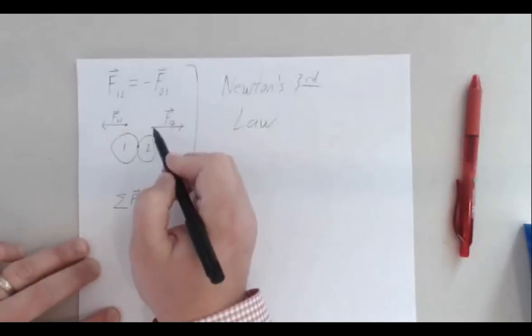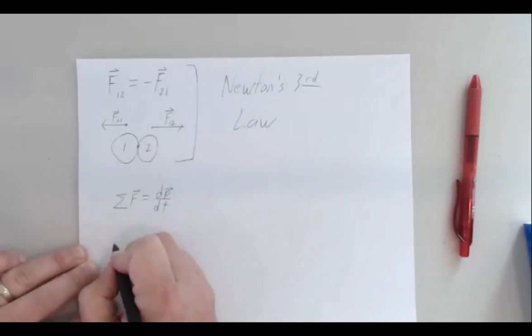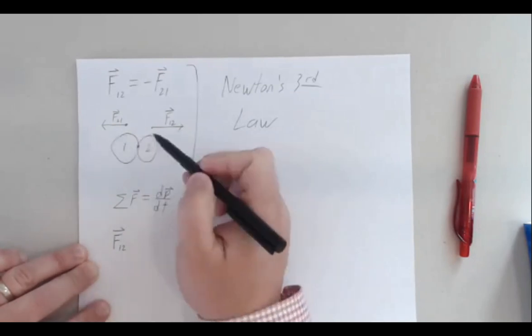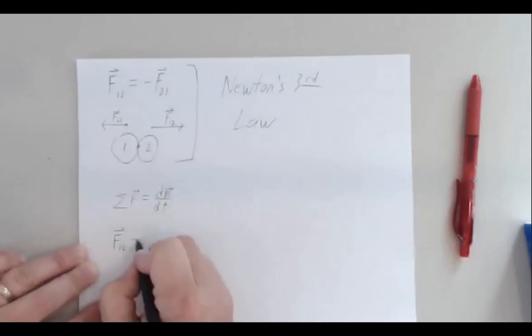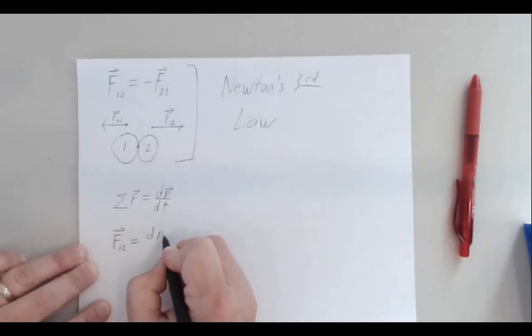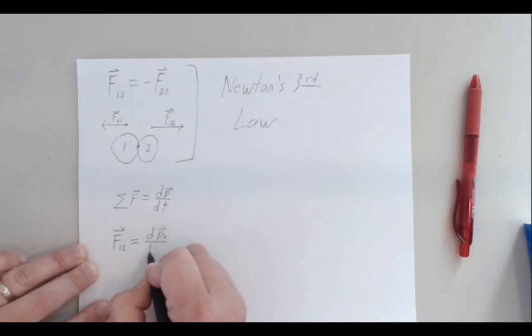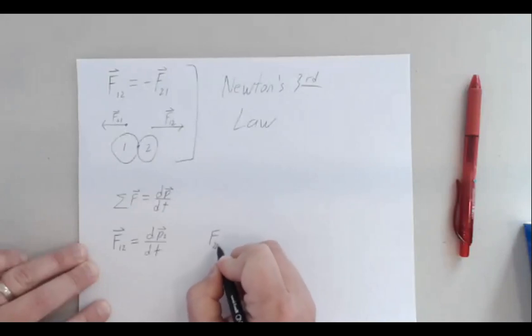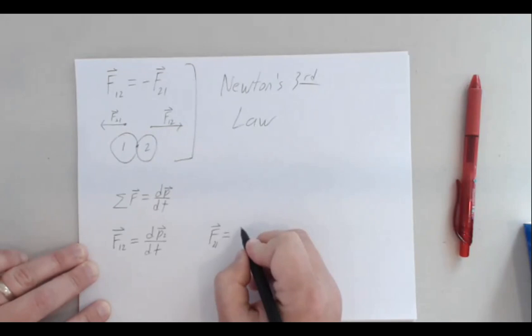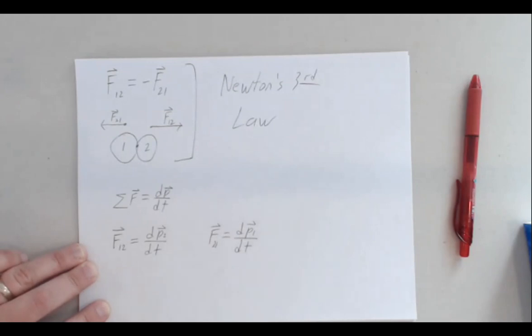There's only one force acting on each object, right? So I could write F12, that's the force on object 2 from object 1, is equal to the time rate of change of the momentum of object 2. And I could write that the force from object 2 on object 1 is equal to the time rate of change of the momentum of object 1. Now I can do something a little interesting here. I'm going to add these two equations together.